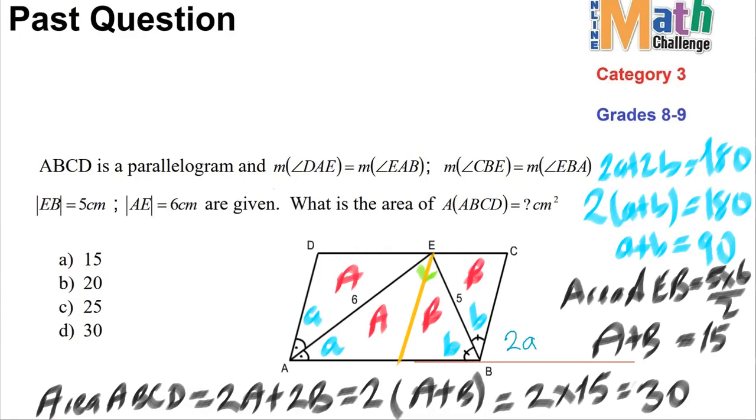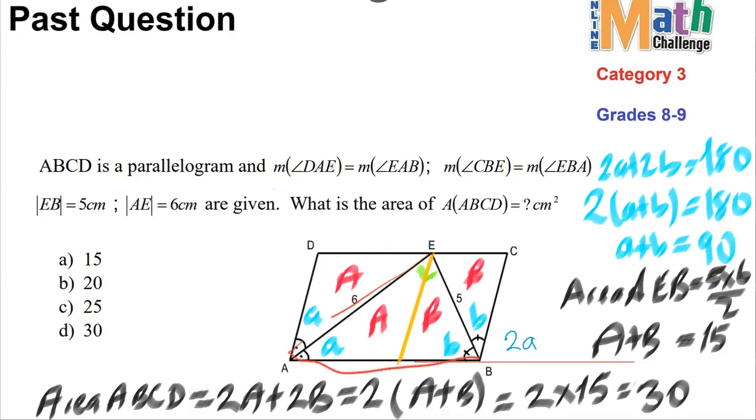For parallelograms, we know that the sum of these two is always 180 degrees. The reason is this 2A equals this 2A because they are corresponding angles since these two lines are parallel. So it means the whole is 2A plus 2B, which is equal to 180 degrees. Now, if we factorize this, it is 2 times (A plus B), which is equal to 180. And if we simplify, A plus B comes to 90 degrees.